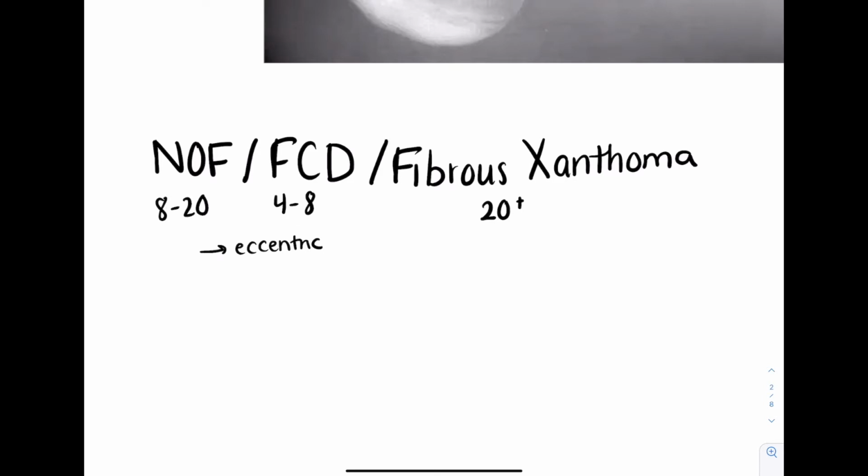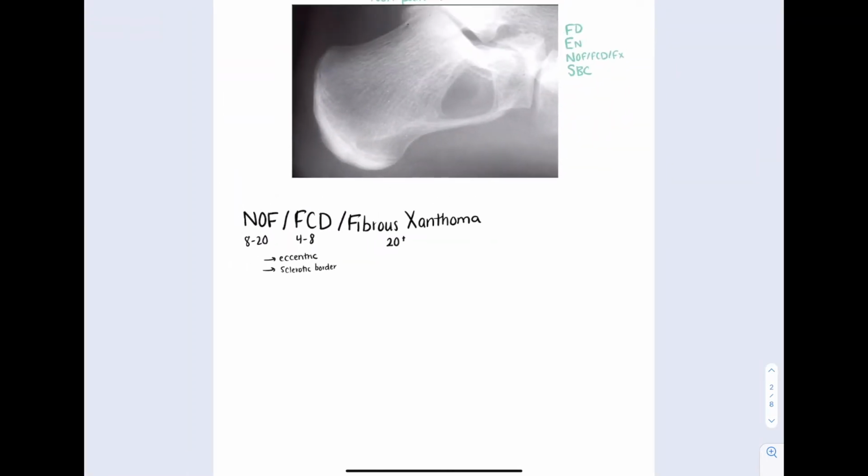The next thing that I'm looking at is, okay, so it's not eccentric. We don't really have thickening, I don't want to say thickening, but the sclerotic border. I don't really see a sclerotic border around it. And we're not really in a tubular bone, which is where we're really going to see the NOF flourishing for the most part. Okay, so I'm not really seeing that. So it's not eccentric, we don't have a sclerotic border, and we don't really have the thickening on the cortex. So I'm not really going NOF. So we're going to cross that out.